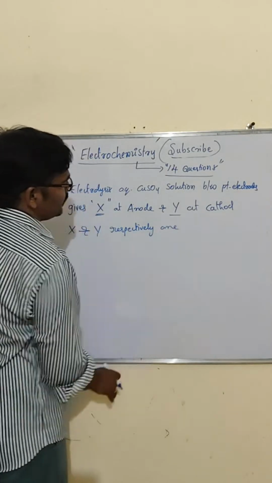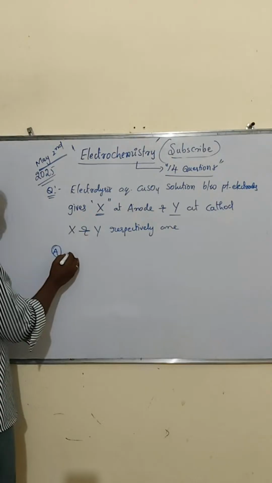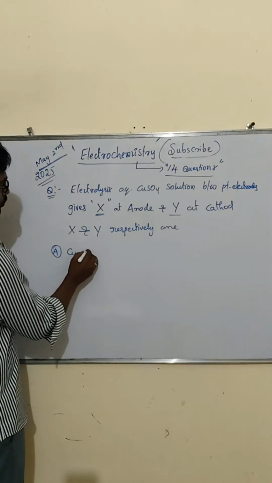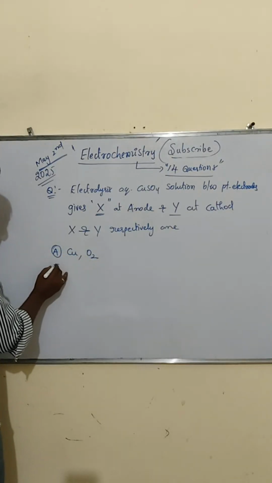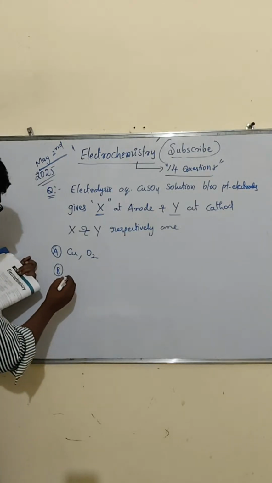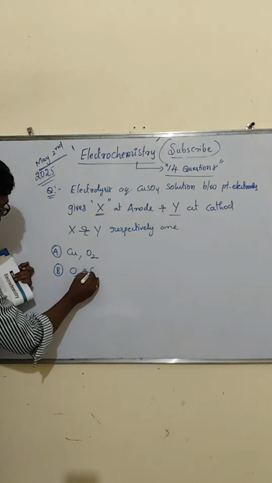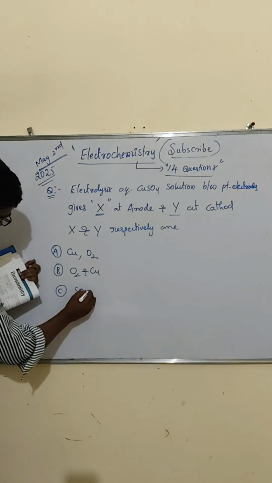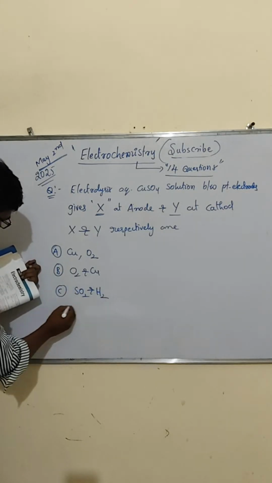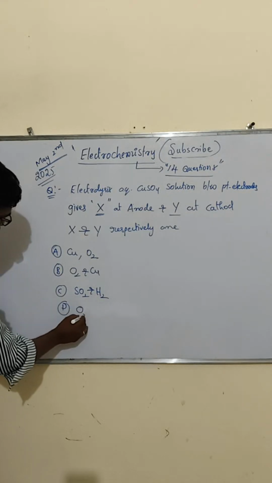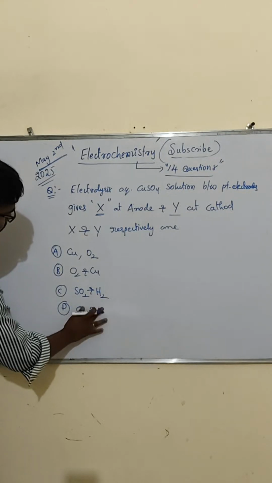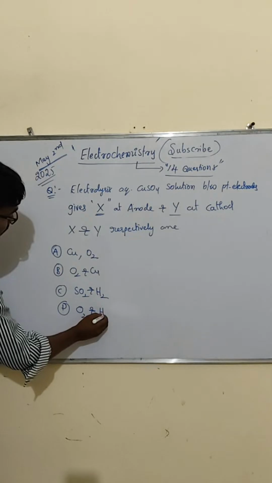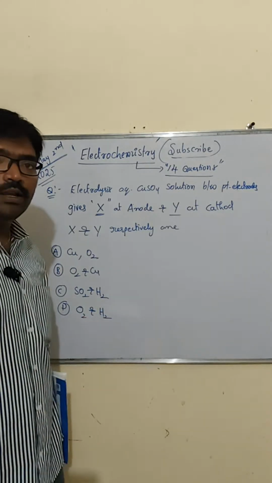So the options are: Option A, Cu and O2. Option B, O2 and Cu. Option C, SO2 and H2. Option D, O2 and H2. Like this is given. Look, my dear students, understand it very carefully.